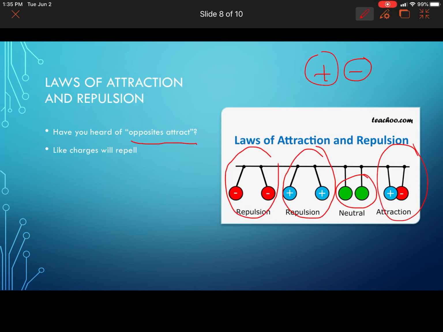If two things are neutral, they just stay neutral. Now, incidentally, neutral objects are attracted to both positive and negative objects. Okay, so you can add that into your notes there.